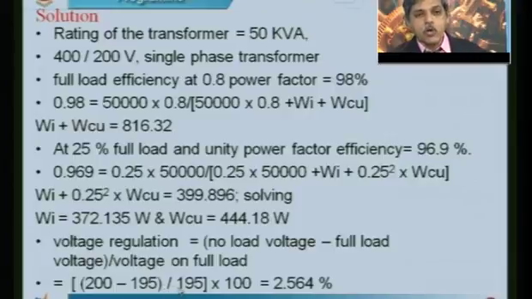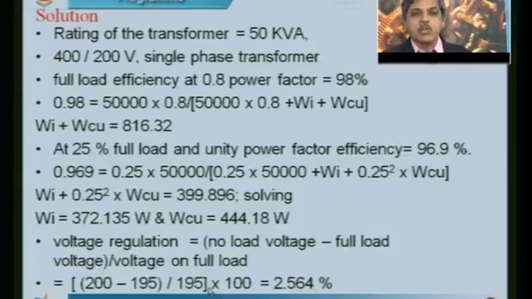The voltage on full load is given in the problem as 195. The secondary load is connected to the secondary, so the voltage regulation will always be calculated on the secondary side of the transformer. A voltage of 200 is the no load condition. You can see the voltage under full load is dropping by just 5 volts, so compared to 200, 5 volts is nothing. So (200 minus 195) divided by 195 will give you 2.564%.